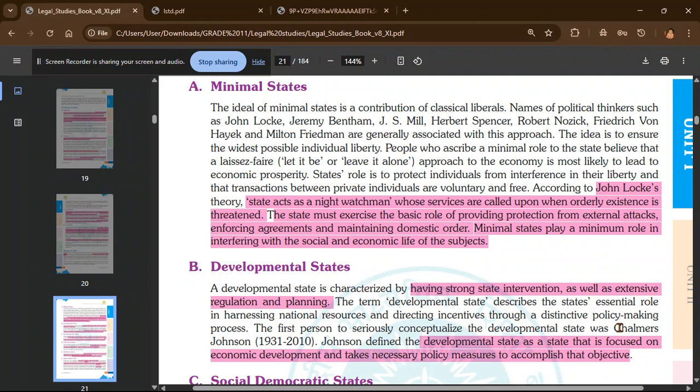State का basic role क्या होता है? Providing protection from external attacks. External attacks से protection प्रोवाइड करना एक स्टेट का बेसिक रोल होता है. एंड इन्फोर्सिंग एग्रीमेंट्स, मेंटेनिंग योर डोमेस्टिक ऑर्डर, दिस ऑल इज सम बेसिक रोल ऑफ स्टेट्स. So minimal states play a minimum role in interfering with social economic life of subjects. वो बहुत छोटा सा रोल प्ले करते हैं with interfering with the social economic life of subjects.